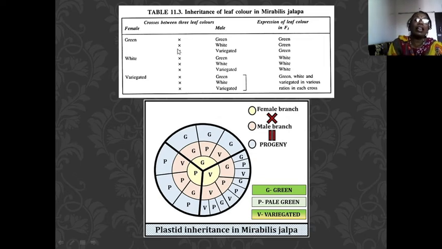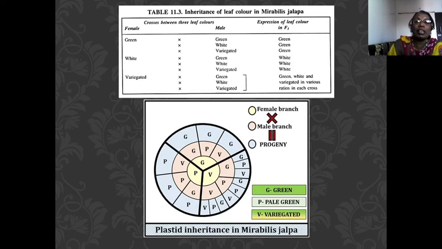This means that when he selected a female as green, white, or variegated, and crossed it with these three types of male, then only the female character is seen in that F1. Here the female character is white, therefore the female character is seen. In the variegated one also, in various ratios, each character is observed, correct? This is nothing but the mother character being seen. Maternal character is seen in the case of Mirabilis jalapa.